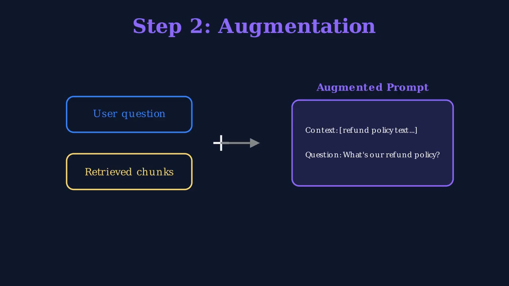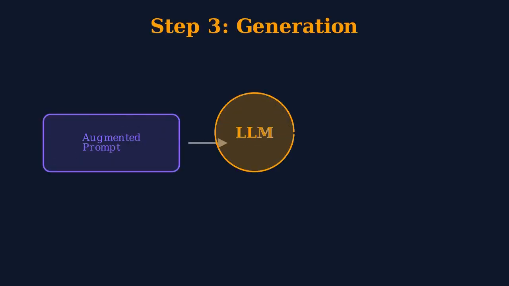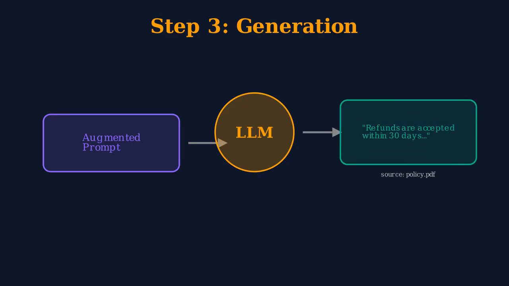Next comes augmentation. The retrieved chunks of text are combined with the user's original question into a single larger prompt. The augmented prompt now contains both the question and the exact facts needed to answer it correctly. The language model hasn't changed at all. We have simply given it better material to work with. So in augmentation, the retrieved chunks are combined with the user's original question into a single larger prompt.